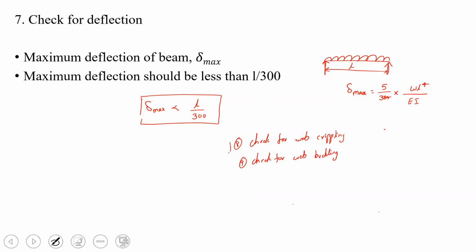You have these 2 extra additional steps also, that is check for web crippling and check for web buckling, but they need not be done for all the models of problems. I'll let you know in which type of problem you're going to solve the check for web buckling and check for web crippling. It is also okay not to check for web crippling and web buckling, but it gives a better check if you do them as well. Anyways, this is the entire design procedure, that is the 7 steps of the design of laterally supported beams.